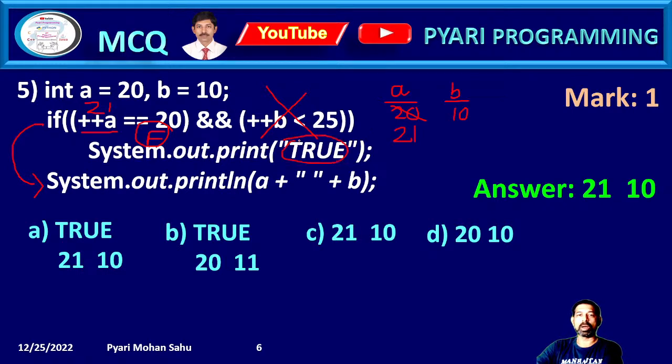True will not be displayed. Okay, now we come here. What is the value of A? We can clearly see that the value of A is 21. And what is the value of B? The value of B is 10, because this part is not evaluated. Hope I'm clear to everyone.